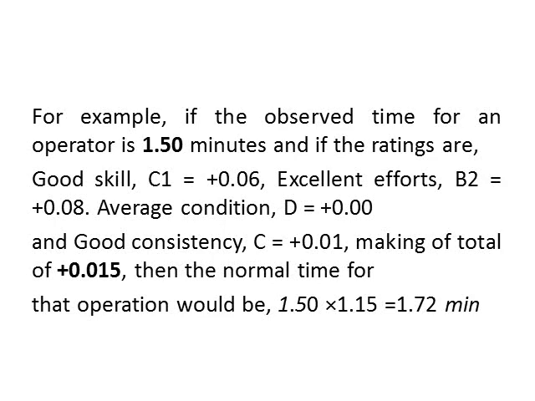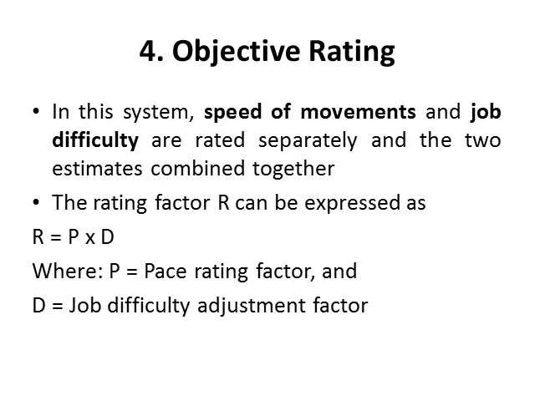The last method for performance rating we are discussing in this session is objective rating. What is objective rating? In objective rating, we consider two factors. One is speed and the second is job difficulty. We will find the speed as well as the job difficulty, and the rating factor will be a mix of both. R equals P into D, where P is the speed factor and D is the value we get from job difficulty. We are not going into the details of calculation. Just understand that in objective rating we consider the speed as well as job difficulty.